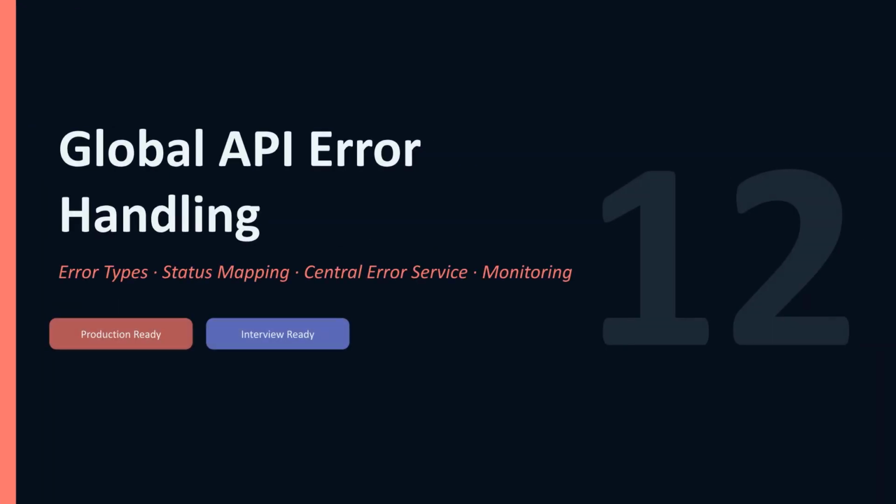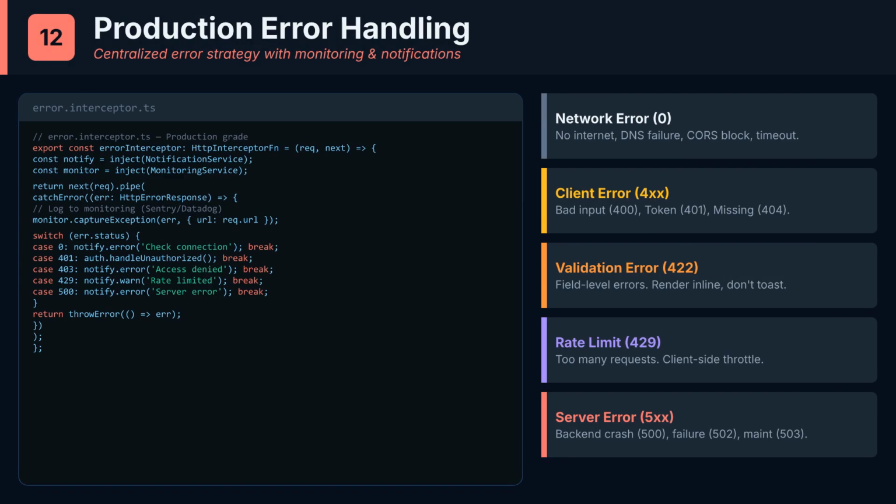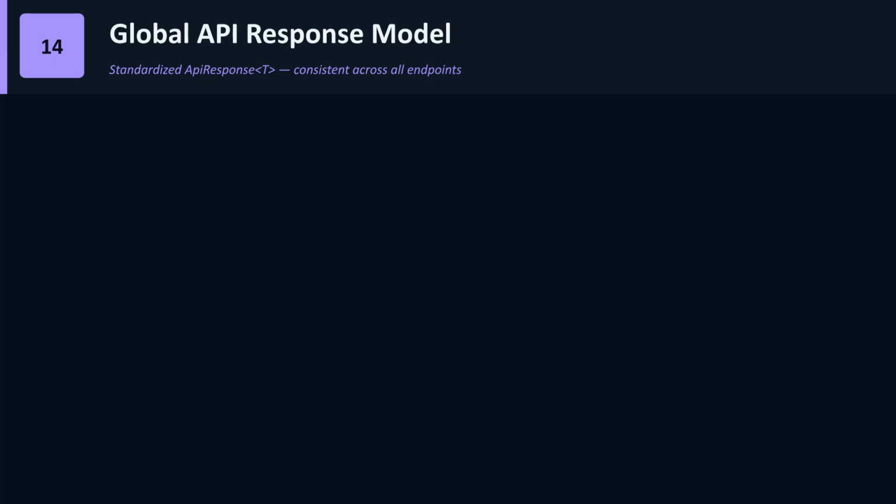We'll categorize error types, map statuses, and use a central error service and monitoring to ensure a consistent user experience and easy debugging. A production-grade error interceptor centrally catches HTTP errors. It maps common statuses like 401, 403, and 500 to user notifications and logs all exceptions to a monitoring service, ensuring no critical error goes unnoticed. In the next section, we look at the global API response model.